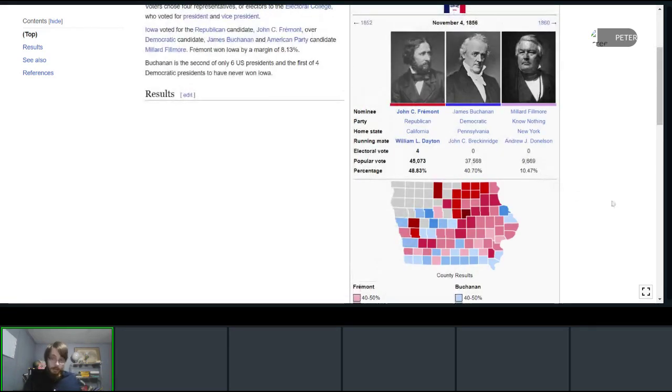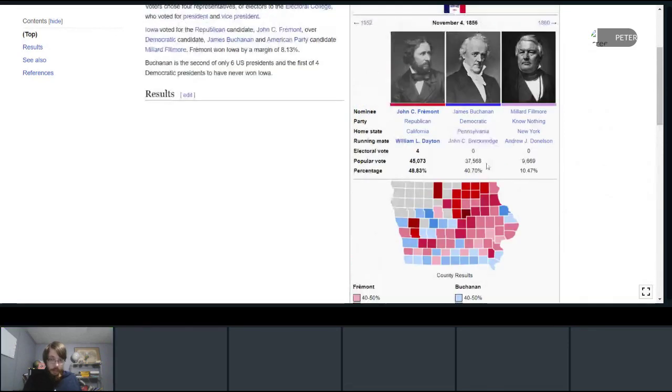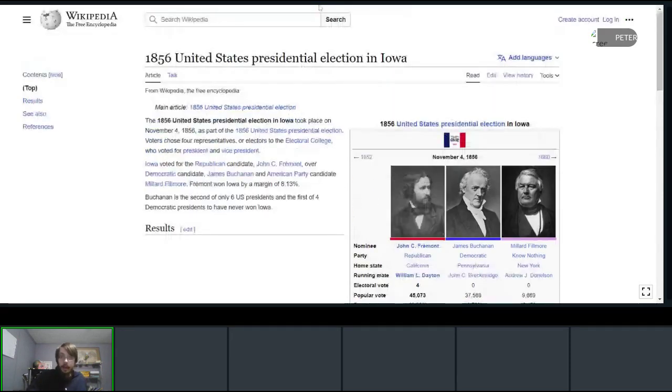So if you go look at the map, what does Fremont County vote for? They vote for James Buchanan. What does Buchanan County vote for? They vote for John C. Fremont. And to my knowledge, this is the last time that we're going to have this type of event occur in which we have any of the counties that are named after someone and they actually run for president.